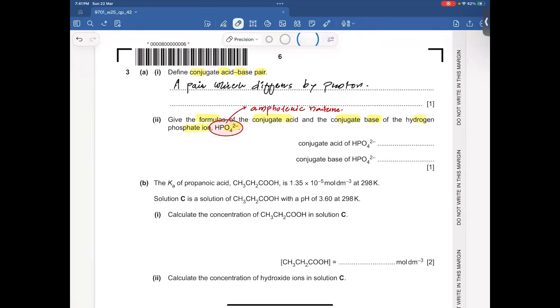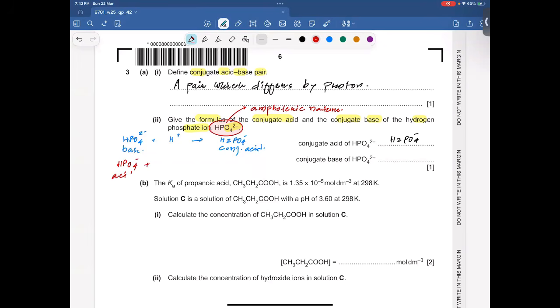For instance, we have HPO4 2 minus. When it accepts a proton, it will turn to H2PO4 negative. If it is a base, because it is accepting a proton, obviously it's going to form a conjugate acid. So the conjugate acid of HPO4 2 minus is going to be H2PO4 negative.